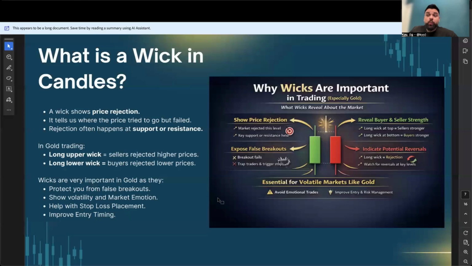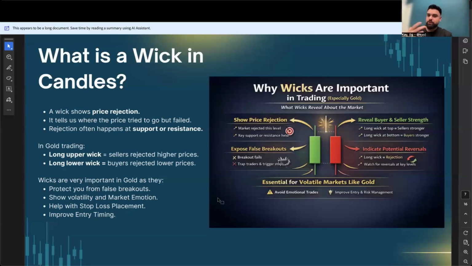That's basically what a wick tells us. Let's say the market is at 4,500 and the buyers tried to push it to 4,510, but there's a huge wick which is bigger than the body. That means the buyers failed and the sellers won over there. It tells us where the rejection often happens, at support and resistance. As said, you can use that data to understand the specific area, and you can then use it as a support or a resistance.